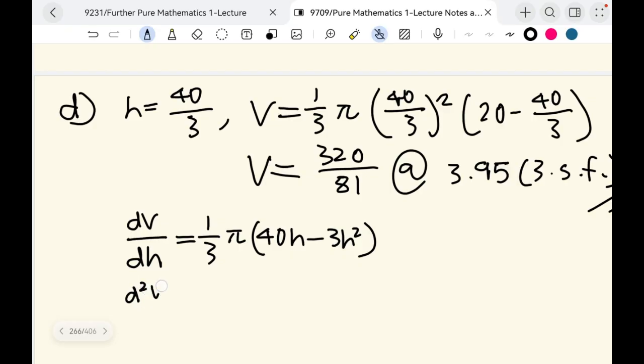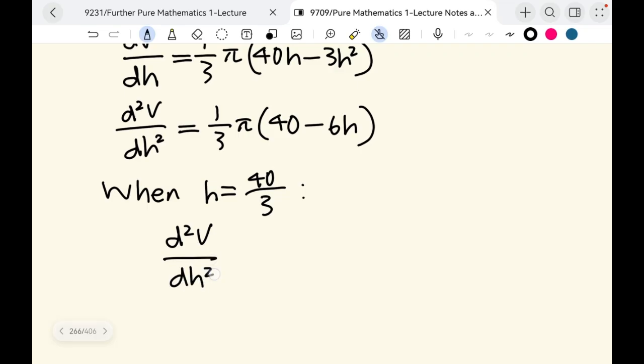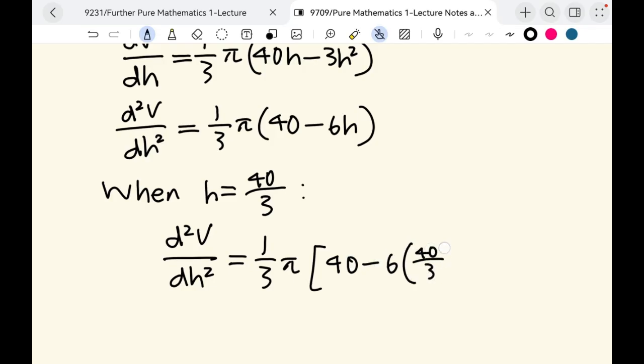So d2v/dh squared is 1/3 of 40h, 40 only, minus 6h. When h equals 40 over 3, d2v/dh squared is equal to 1/3 of 40 minus 6 times 40 over 3. Use your calculator to calculate it.